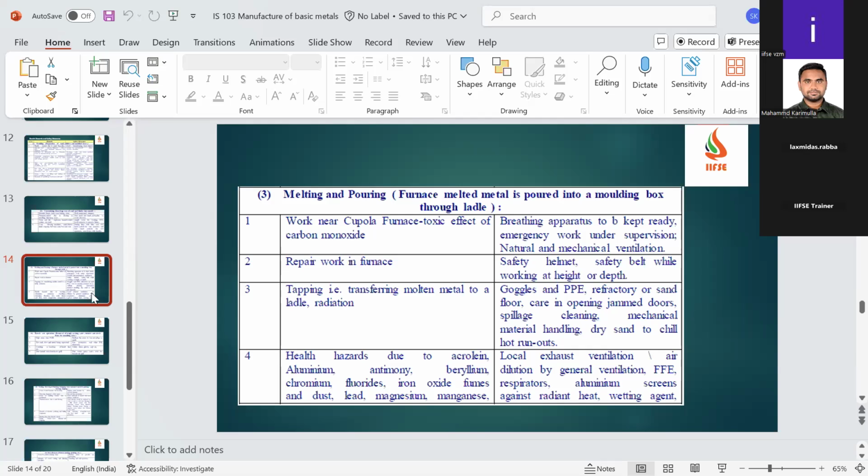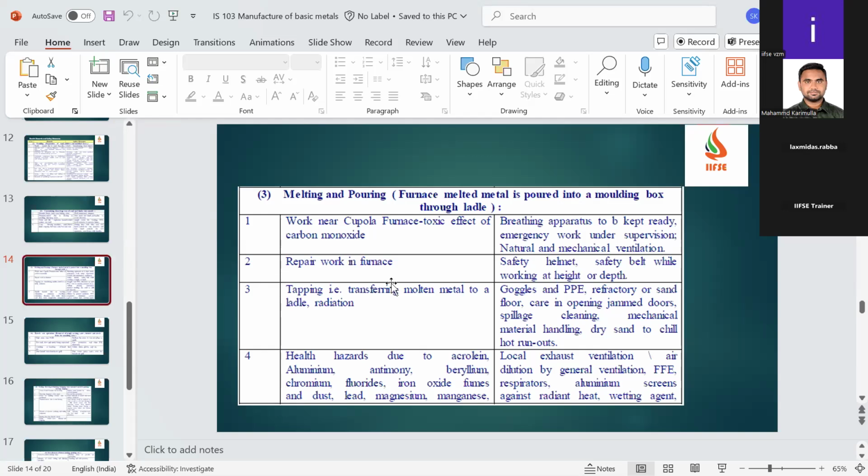Then melting and pouring, so it is the major principal activity. Work near the Kokla furnace carries the toxic effect of carbon monoxide. Working near the furnaces and repair work in the furnace is also a big hazard. Tapping, which is nothing but transferring molten metal into the ladle, brings radiation. Health hazards come from acrolein, aluminum, beryllium, chromium, fluorides, iron oxide fumes, dust, lead, magnesium and manganese. These are the exposures of metal fumes.